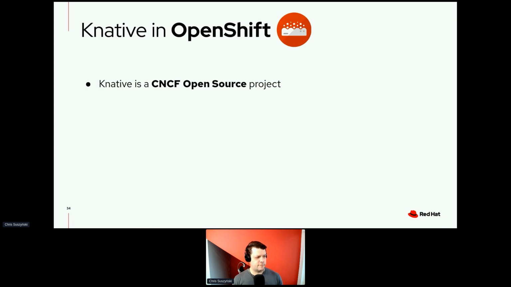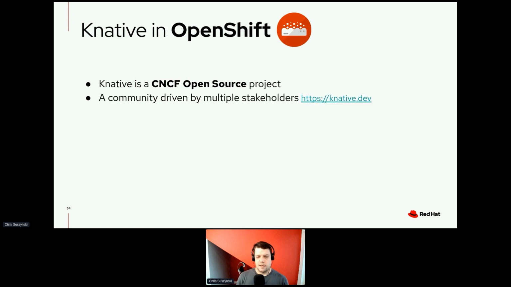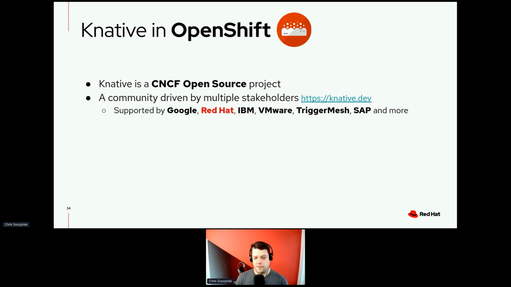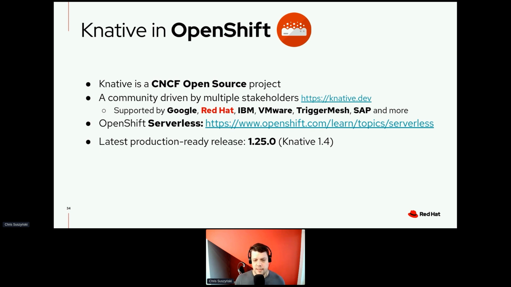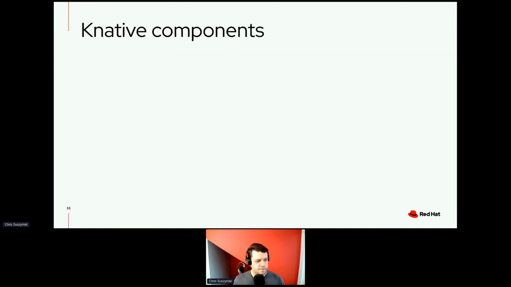Knative is a CNCF open source project. It is community driven with multiple stakeholders like Google, Red Hat, IBM, VMware, SAP, and more. Here are some resources for this. The latest release as of now is 1.25, based on Knative 1.4. We already have GA, we already have customers, so it's a production-ready system to use currently.